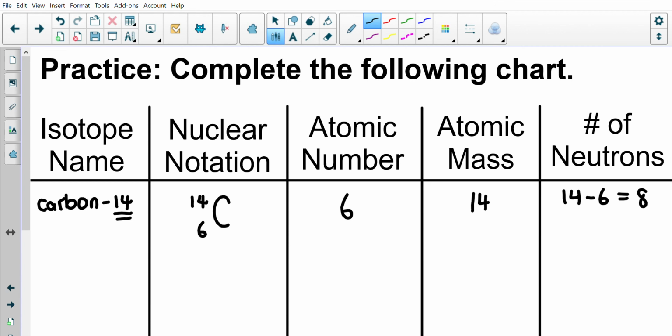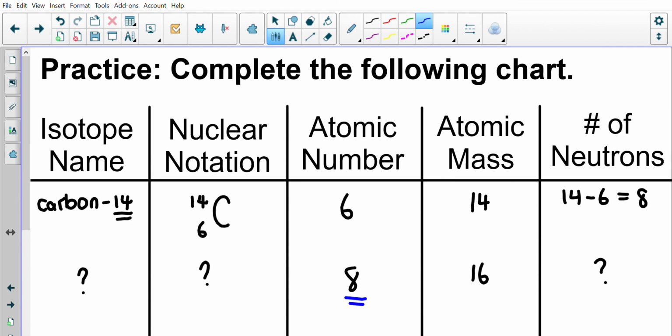Okay, we'll also do the next question. So question 2, they don't tell us the isotope name or the nuclear notation, but they do tell us the number of protons, which is the atomic number, and they tell us the atomic mass, and then the number of neutrons is a question mark. So I'm going to try to fill in where I put the question marks.